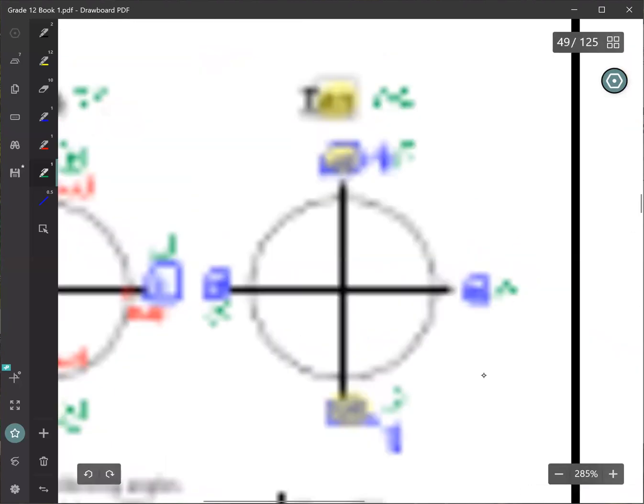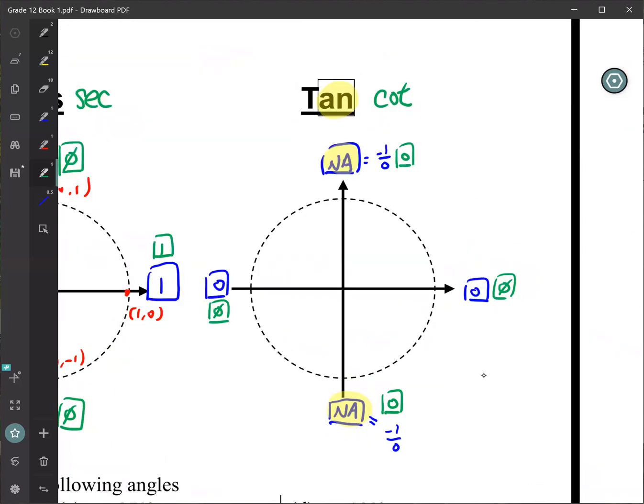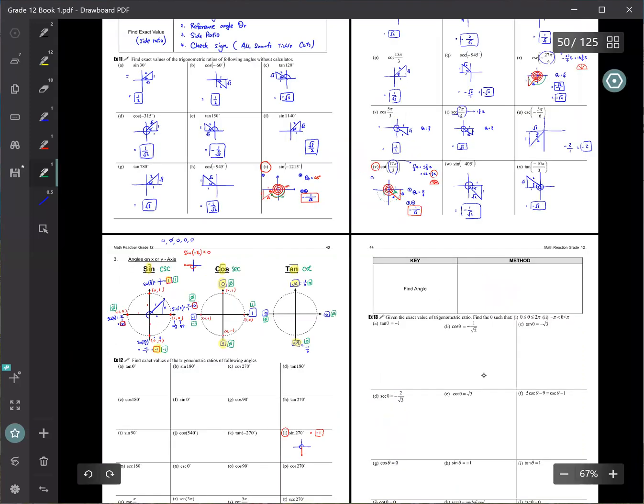Tangent. Tangent: 0, undefined, 0, undefined. Cotangent. Cotangent: undefined, 0, undefined, 0. Okay.